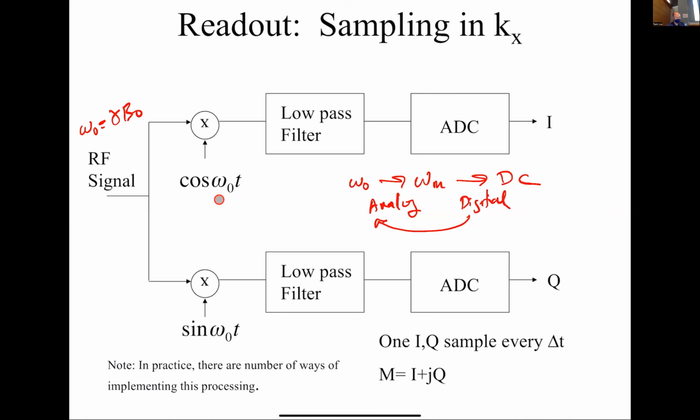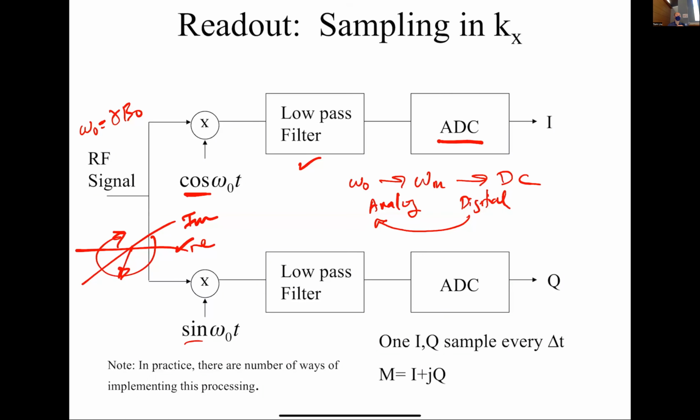But this simple picture is useful. Essentially, we multiply by a cosine and a sine term. That's because, remember, we think of the magnetization as precessing around, and there's a real and an imaginary part to my magnetization. The cosine lets me figure out the real part, and the sine lets me figure out the imaginary part. So I'm converting this real signal into complex numbers. There'll typically be a low pass filter, which we'll talk about later, and then this is what's called an analog to digital converter.